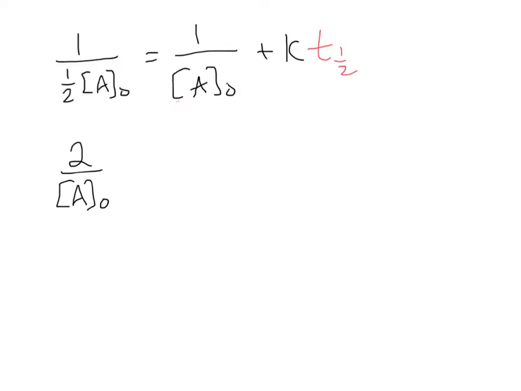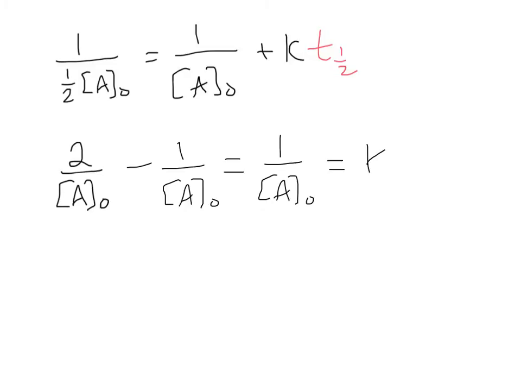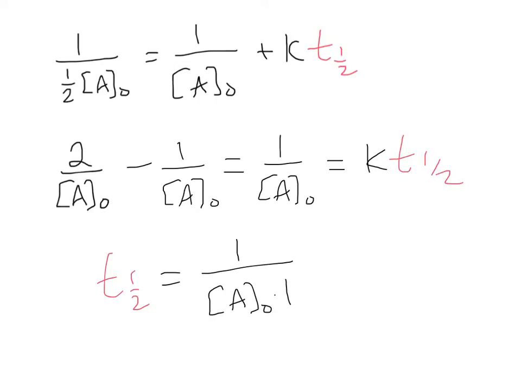This term here we can bring to the other side by subtraction, so that's minus 1 over a sub 0. And of course we can do that, 2 over something minus 1 over something. That's just 1 over the thing, and that's equal to k times the half-life, which is what we're trying to solve for. Let's rearrange that equation for the half-life.